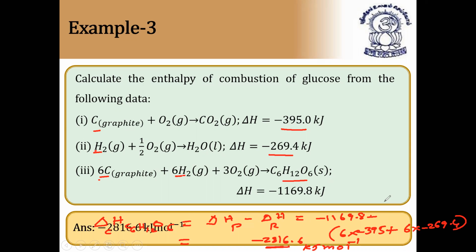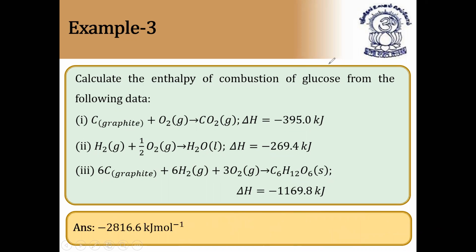Very, very important. So delta H of products, that is stoichiometric coefficient. Stoichiometric coefficient means 6 and 6 here we have to take. Very, very important. So please note it down. Next.